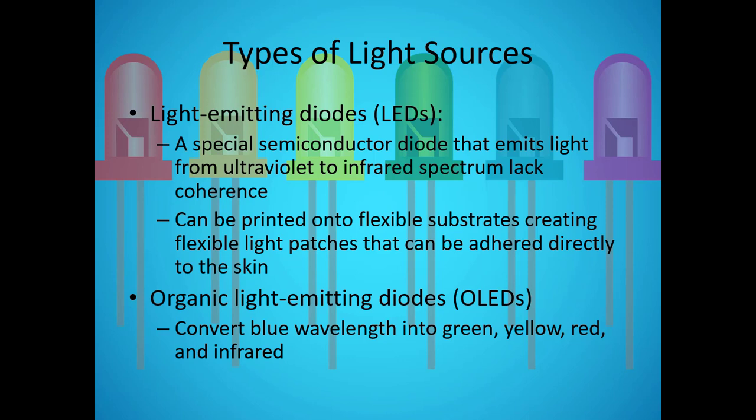Other things we should know about light-emitting diodes. LEDs are a special semiconductor diode that emits light from ultraviolet to infrared spectrums and lack coherence. LEDs can be printed onto flexible substrates, creating flexible light patches that can be adhered directly to the skin. We also have something called organic light-emitting diodes, or OLEDs. These convert blue wavelengths into green, yellow, red, and even infrared.